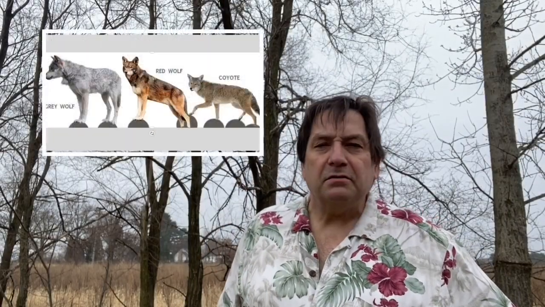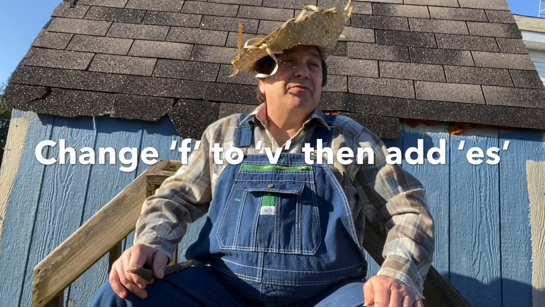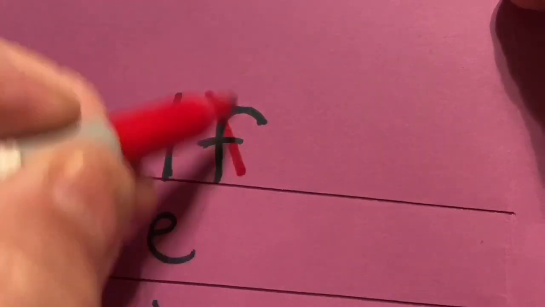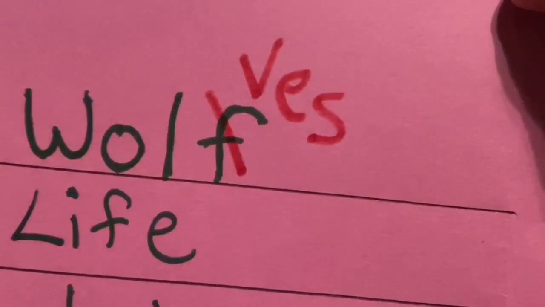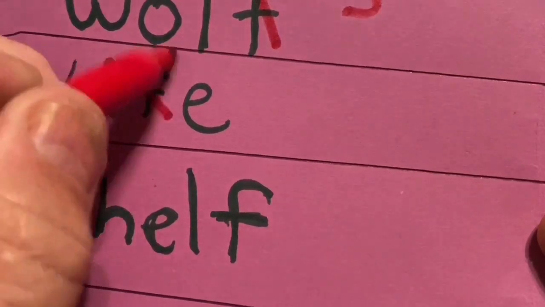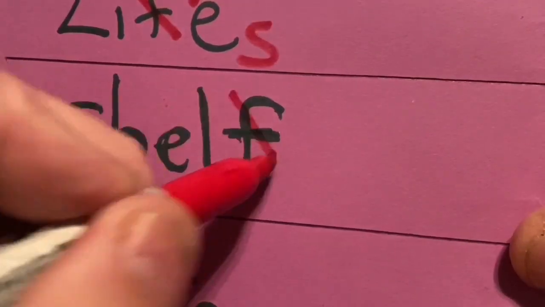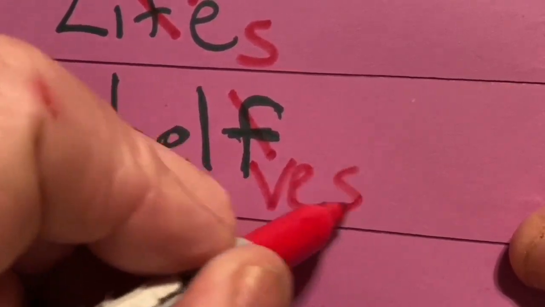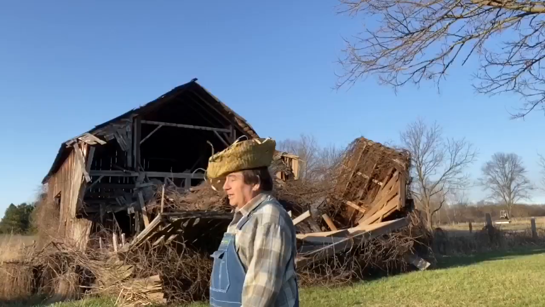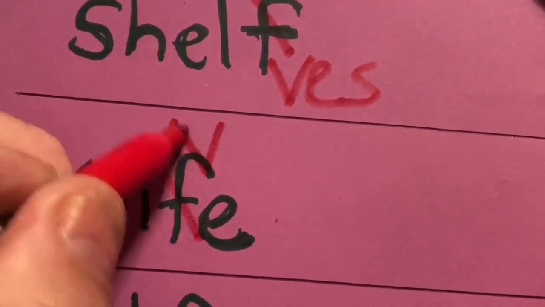Wolf to wolves? Yep, change the F to a V and add an ES. Shelf to shelves? Life to lives? Yep, change an F to a V and add an ES. Knives? Yep, change the F to a V and add an ES. Elf to elves? Yep, change the F to a V and add an ES.